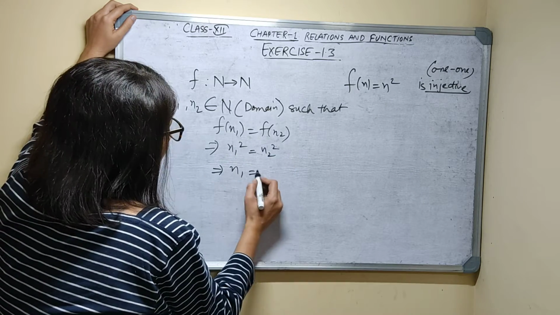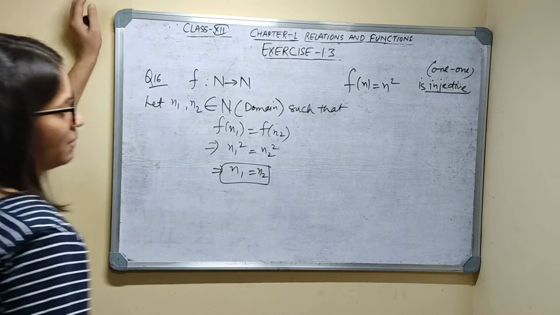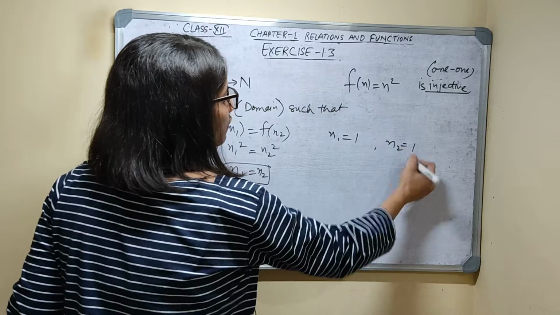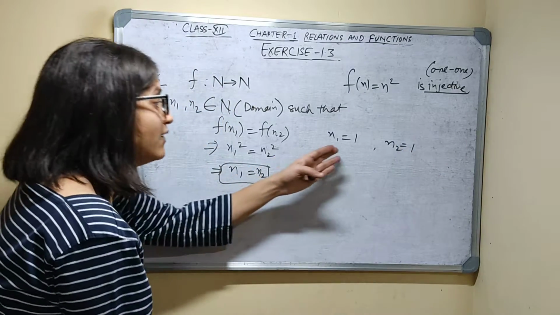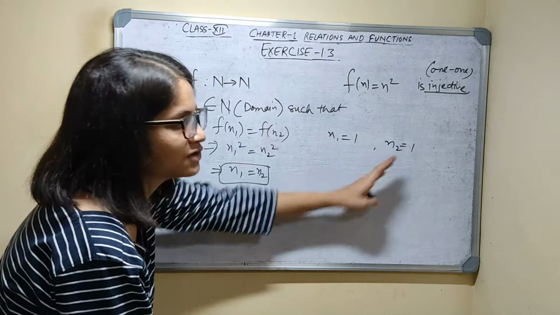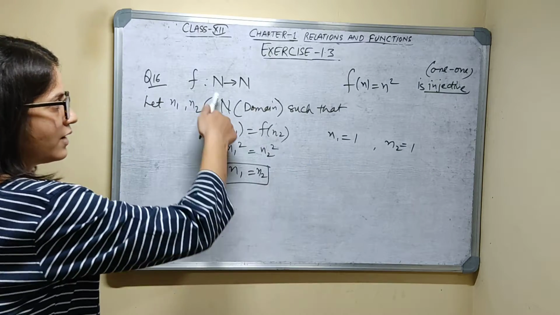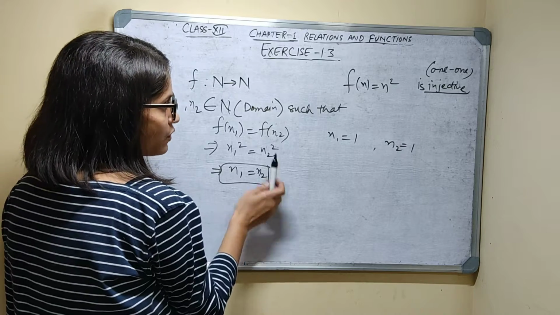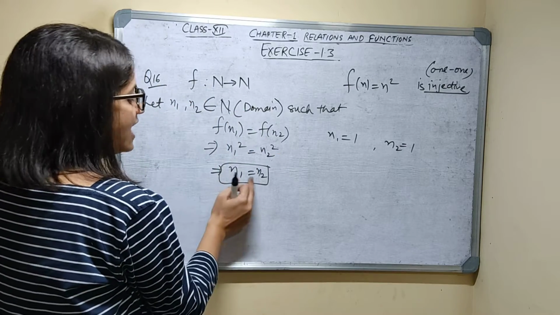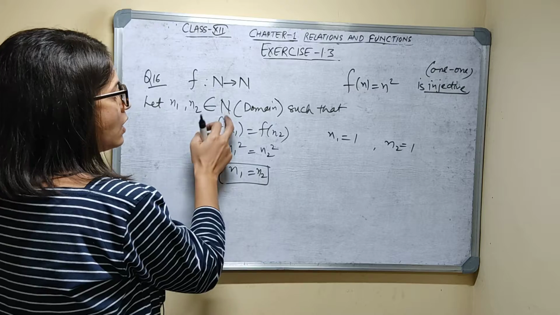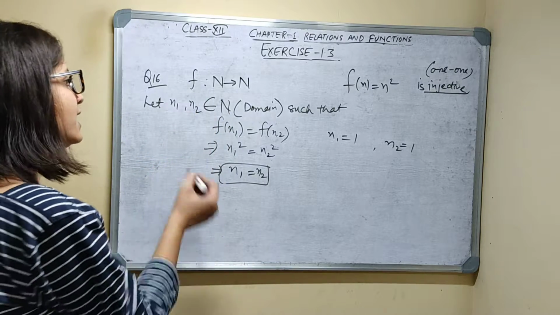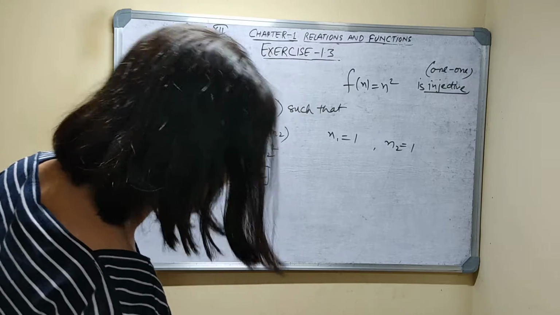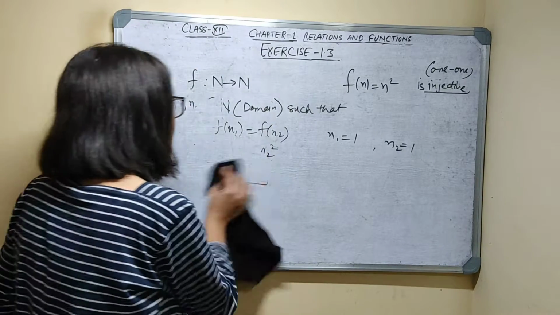So I can say here definitely n1 will be equal to n2, because n1 is 1, n2 is also 1, because I can't take minus 1. If it is 1 square, then it is also 1 square, because minus 1 does not belong to the natural numbers. So n1 square is equal to n2 square only under one condition, when n1 is equal to n2, when they belong to natural numbers. So I can say that the function is 1-1, or the function is injective. Is it clear? Now question number 17.